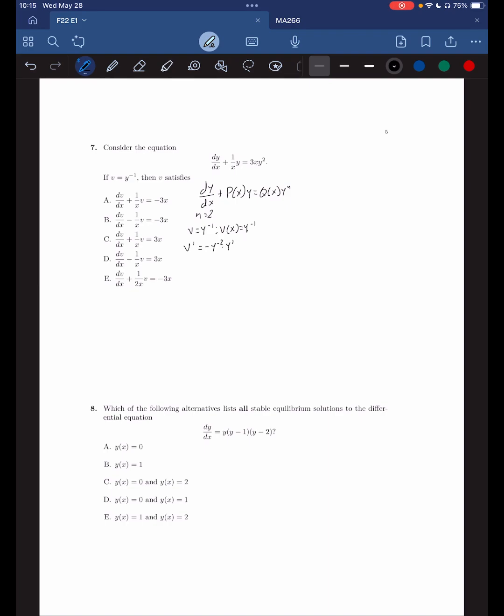So I'm going to rewrite this equation too, actually. I'm going to write this as y prime, just for continuity, equals 3xy squared. Now, I'm going to isolate my y prime. So y prime is equal to 3xy squared minus 1 over x. Right. That's what this is.